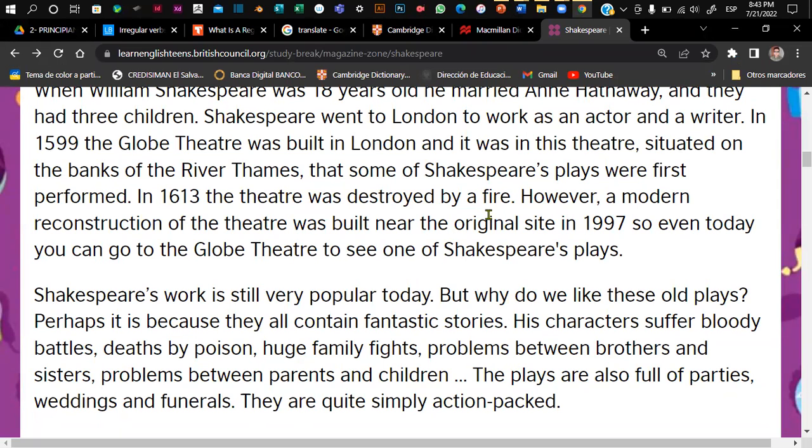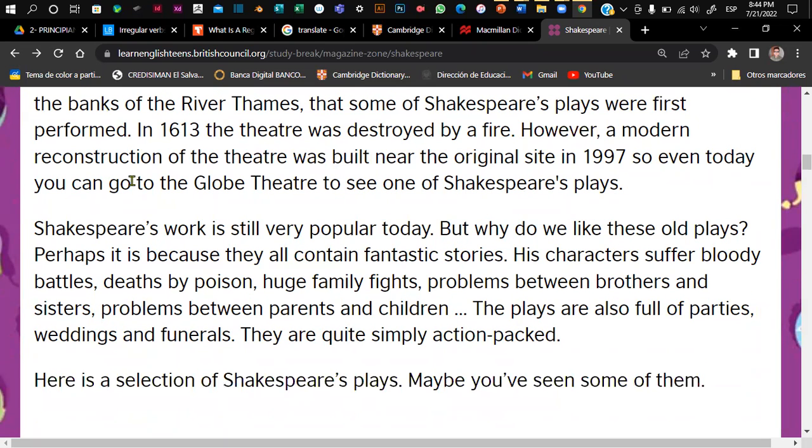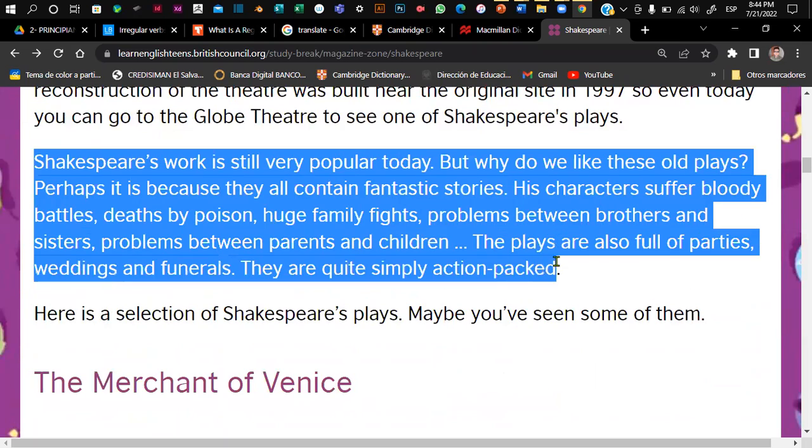Por un fuego? No, it doesn't say por un fuego. Incendio. Yes. Okay, good. Because fire can be fuego, but that is not the context. However, a modern reconstruction of the theater was built. Good. Next, another participant for the reading.